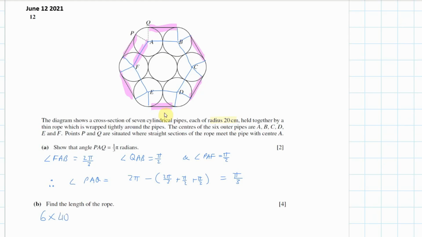And then, of course, we've got all of these curved bits. And they've got the angle that we just found. So it's 6 then. Now r theta is our arc length, so 6 times. Now r is 20 and theta is pi over 3.